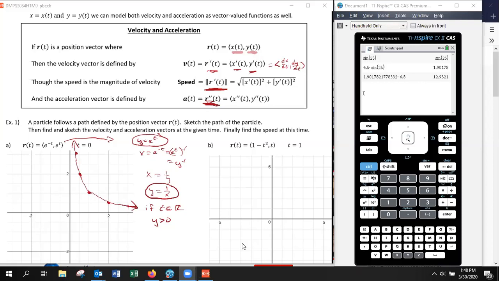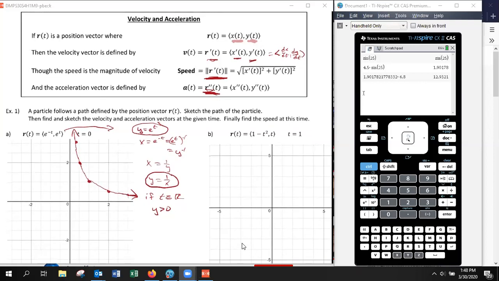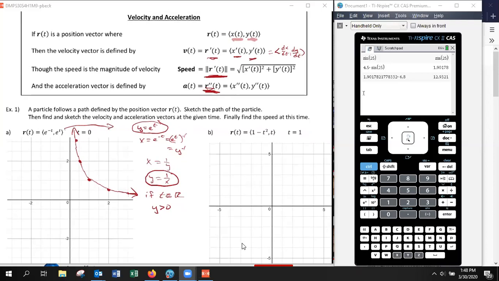Okay, and now I need to sketch the path of the particle. What direction is the particle going? I really should not include arrows on both sides of this. Let's establish what happens at t equals 0. Then we have r of t is going to be e to the negative 0, which is really just 1, 1.